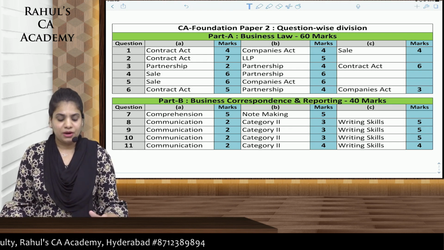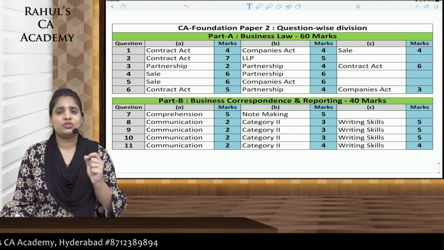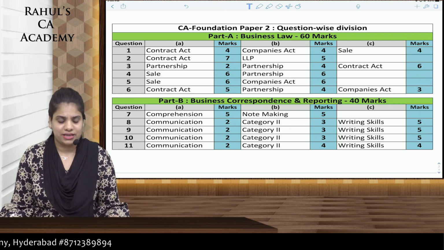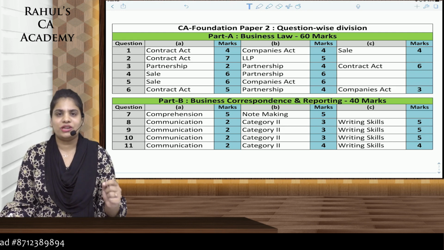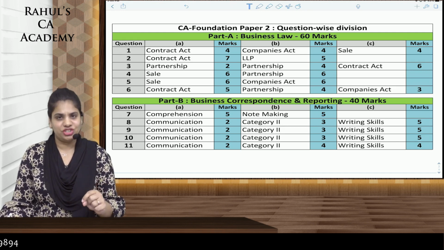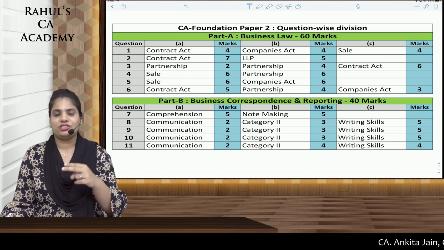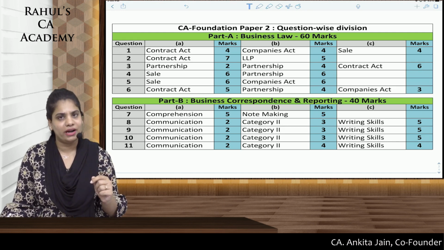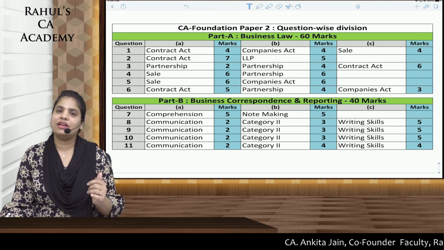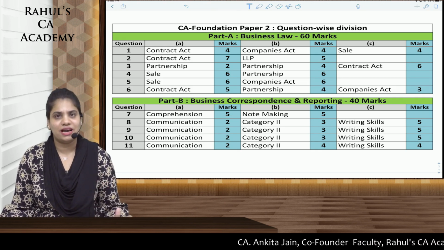Okay. Now, there is again a small internal choice as well in Law. Question number 3, the Partnership first question. You have a choice over there. They are asking 2 questions, out of which you have to attempt any 1, and a similar choice you have in Question number 9 of BCR as well.